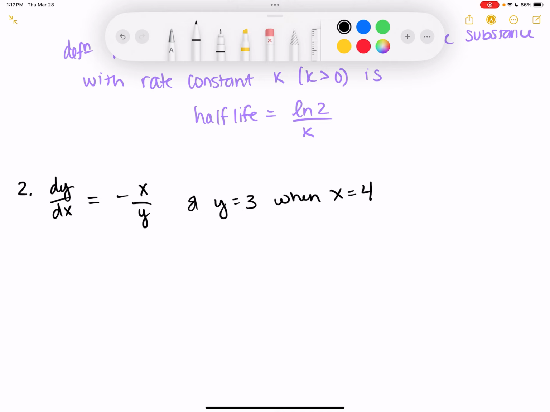So I need to get all the y's on one side, all the x's on the other. This one actually is going to work out quite nicely since it was written as a fraction already. The negative can really stay on either piece, but I would tend to just leave it on the x, the term that's on top. So we'll multiply by y and multiply by dx. Basically we're cross multiplying to give us y dy is equal to negative x dx.